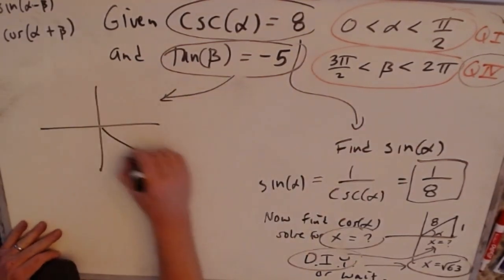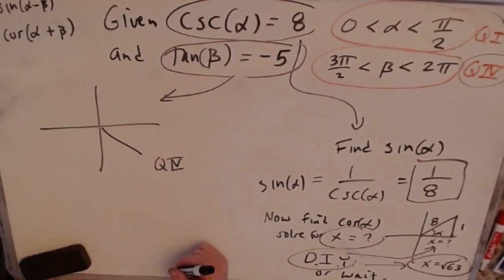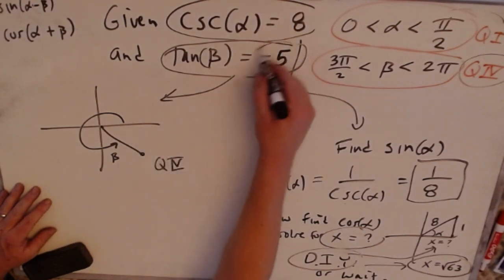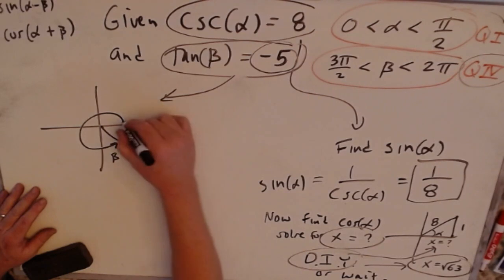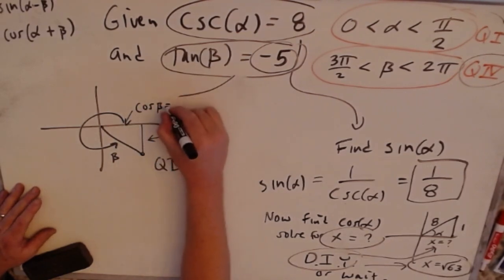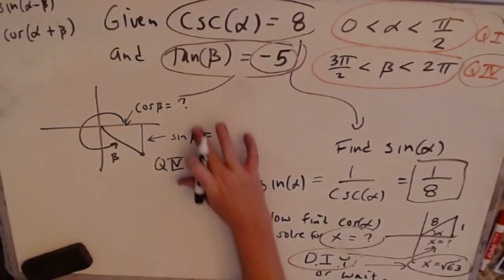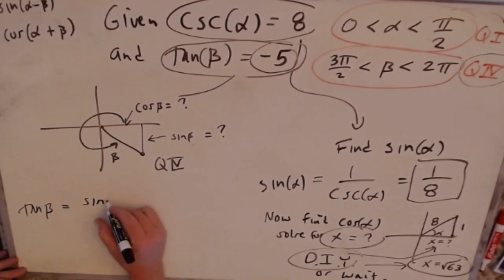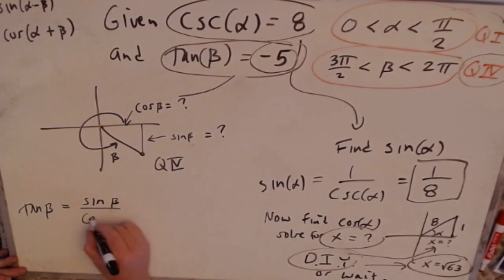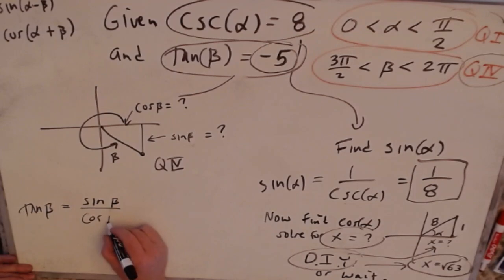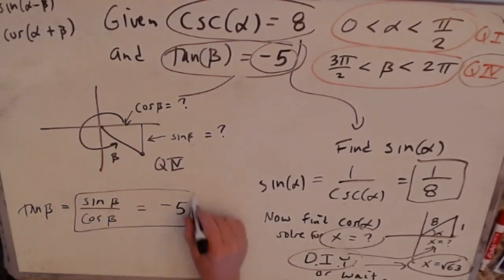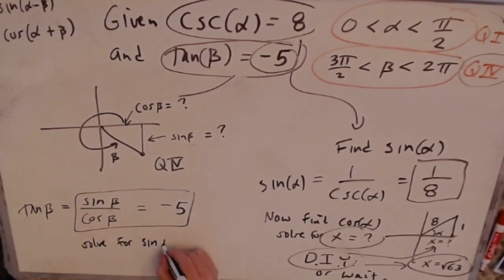So I'm in quadrant 4. That's my beta. And I know tangent. Tangent is -5. But I don't know sine and cosine. Those are my unknown values. However, I do know that tangent is equal to sine over cosine. And I know that that's equal to -5. So I need to solve for sine and cosine.